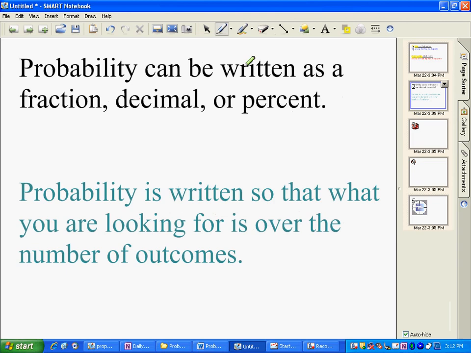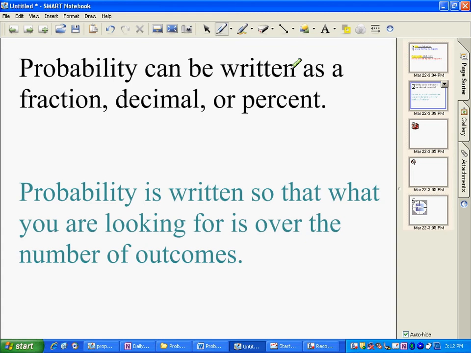So probability can be written as a fraction, a decimal, or as a percent. And that's because the fraction 1/2 is the same thing as 0.5, which is the same thing as 50%. They all mean the same thing, they're just written different ways. So because of that, you can write probability any of those three ways. Now the examples I'm going to give you today, I'm going to be writing them as a fraction. It does not make a difference to me how you write your answers unless the directions specifically say to write it as a decimal, percent, or as a fraction. Then of course you need to write it that way, but if it doesn't say it, you're going to find that a fraction is probably the easiest way to write it, okay?